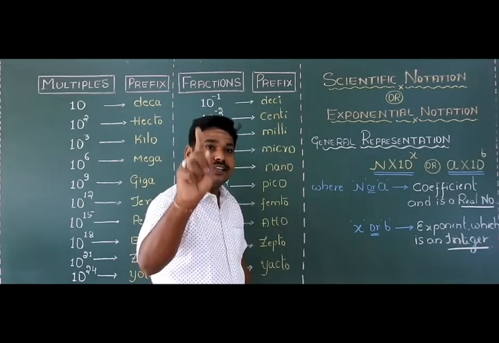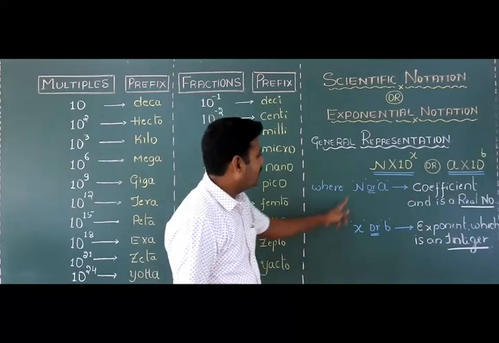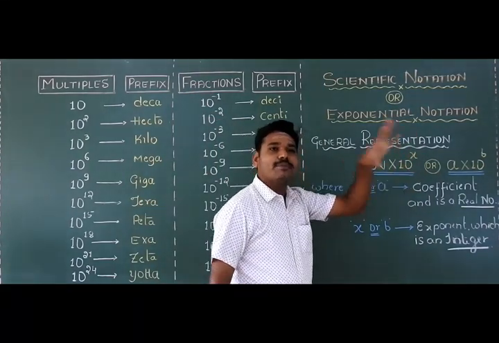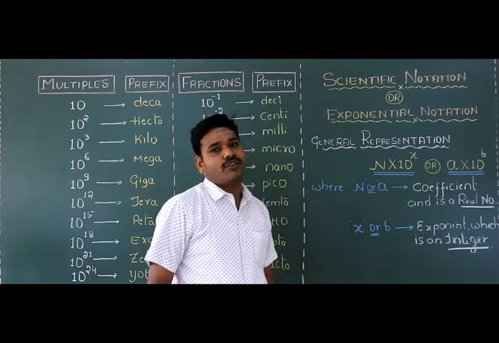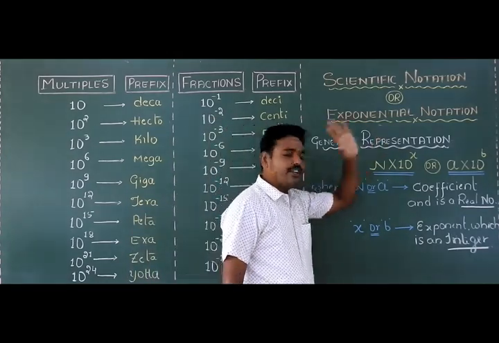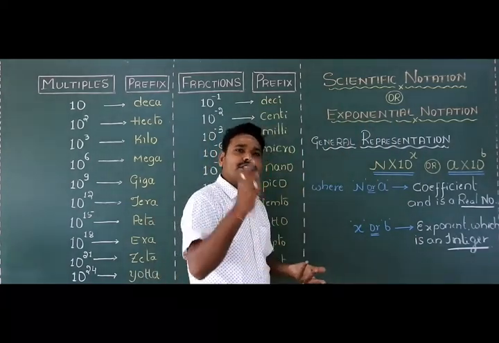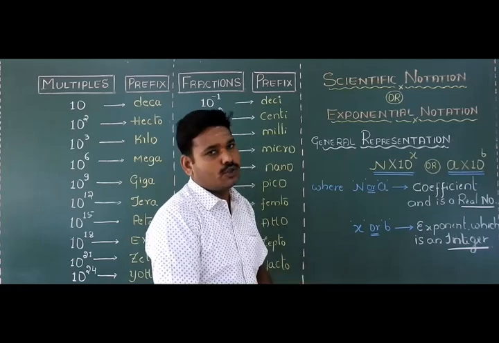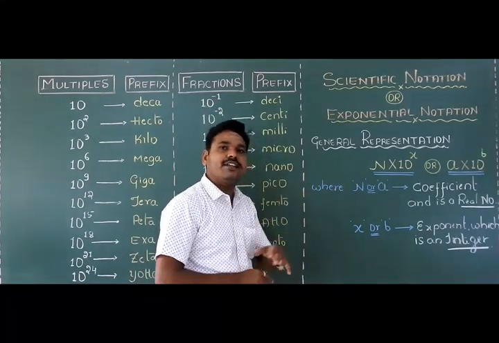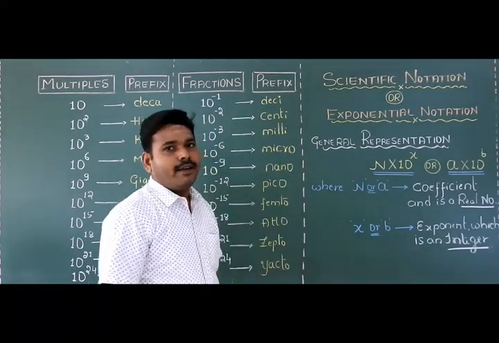In the study material that we distributed, n into 10 to the power of x is the general representation for scientific notation, students. You can use this, or a into 10 to the power of b. Otherwise you can use m into 10 raised to n also. Okay, so this is about the general representation for the scientific notation, or we call it exponential notation, students.